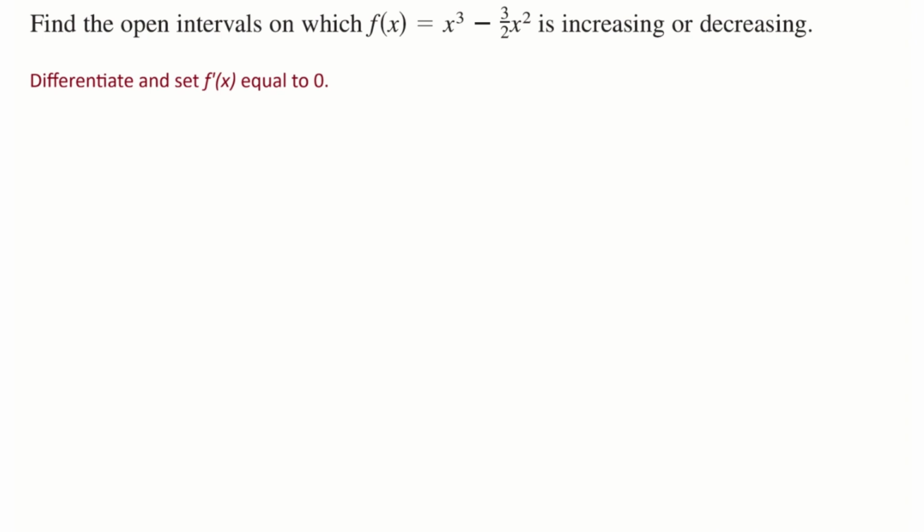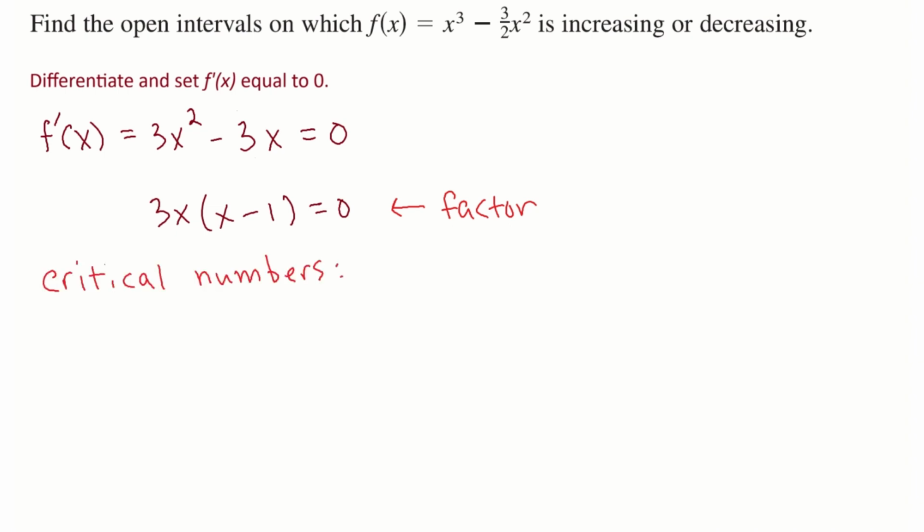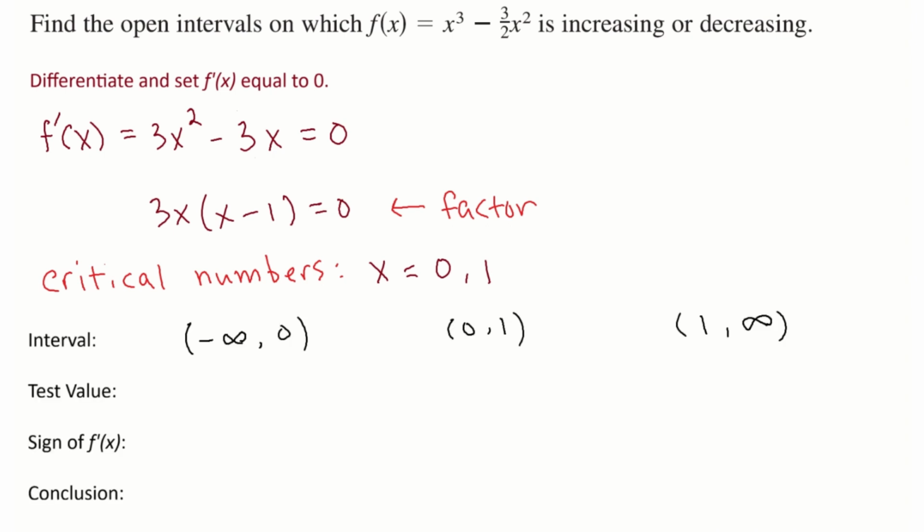First, differentiate and set f prime equal to 0. And after we factor, we get critical numbers at x equals 0 and 1. Because there aren't any points for which f prime doesn't exist, we can conclude that these are the only critical numbers. Now let's set up our test intervals.